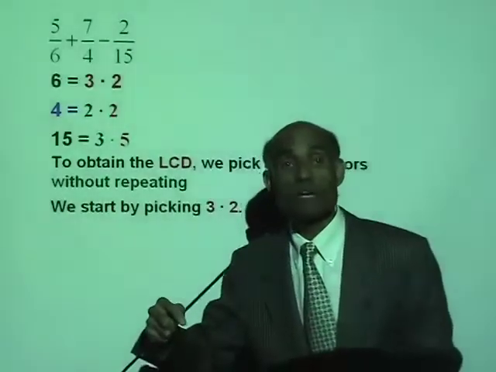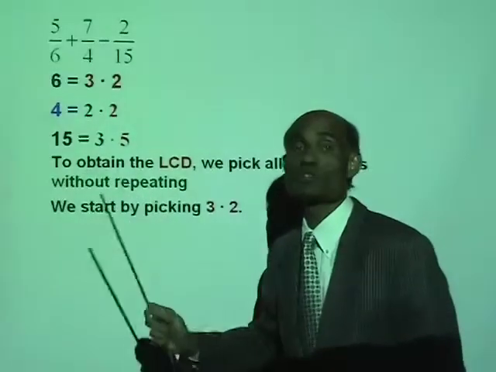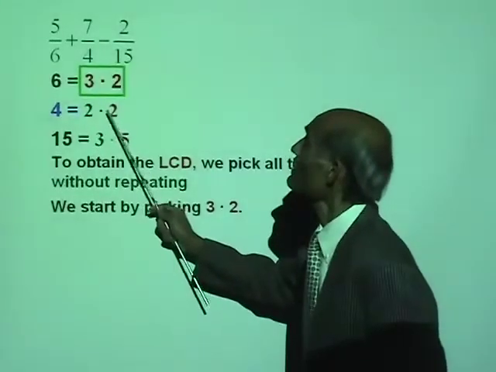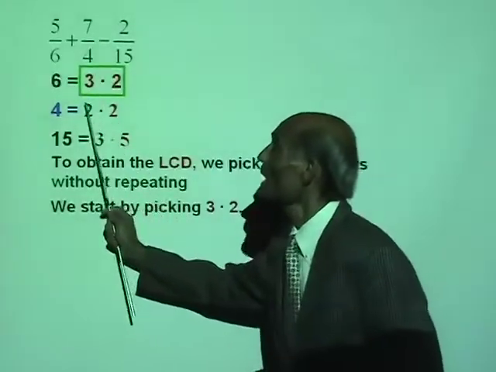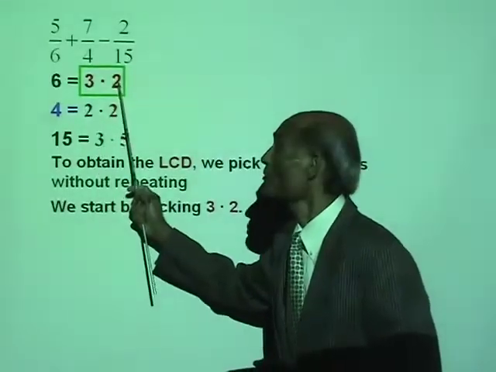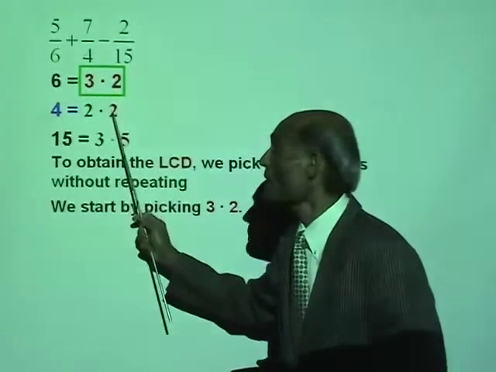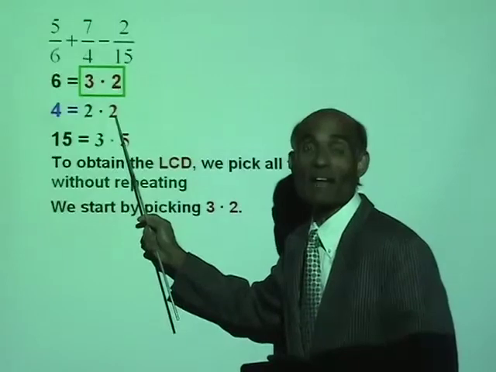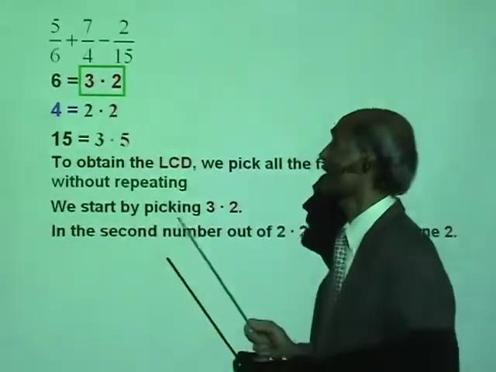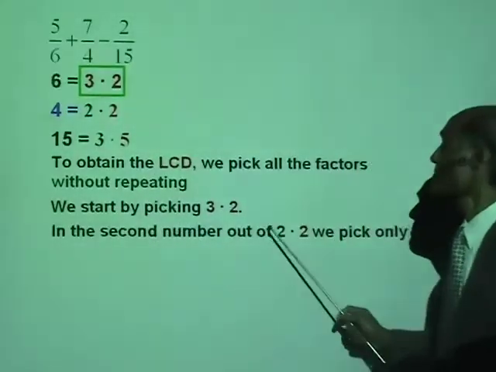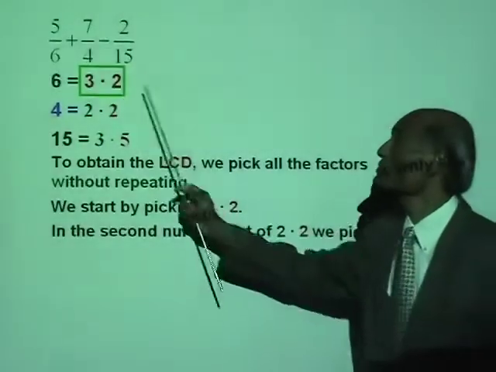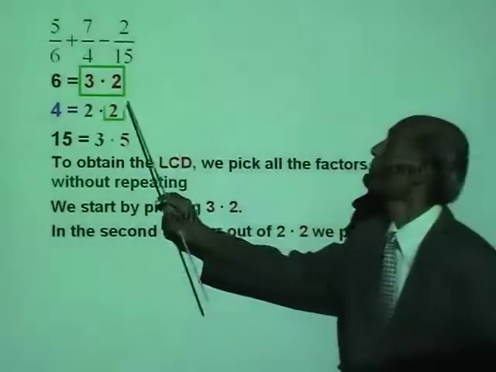Now we need to pick other factors from other numbers without repeating. So we come to the second number and look at the first 2, and we say, no, I don't want it. Why? Because I have already picked a 2. I now come to the second 2. Do I need that? Yes, I have only picked 1 2, therefore I need that. So in the second number, out of 2 times 2, we have only picked 1 2 so far, therefore we pick that 2.